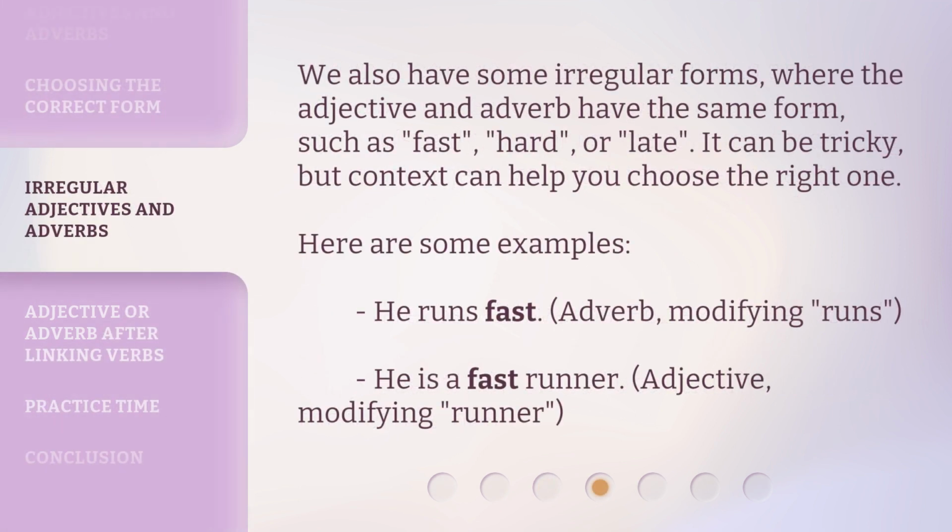We also have some irregular forms, where the adjective and adverb have the same form, such as fast, hard, or late. It can be tricky, but context can help you choose the right one. Here are some examples. He runs fast. Adverb, modifying runs. He is a fast runner. Adjective, modifying runner.